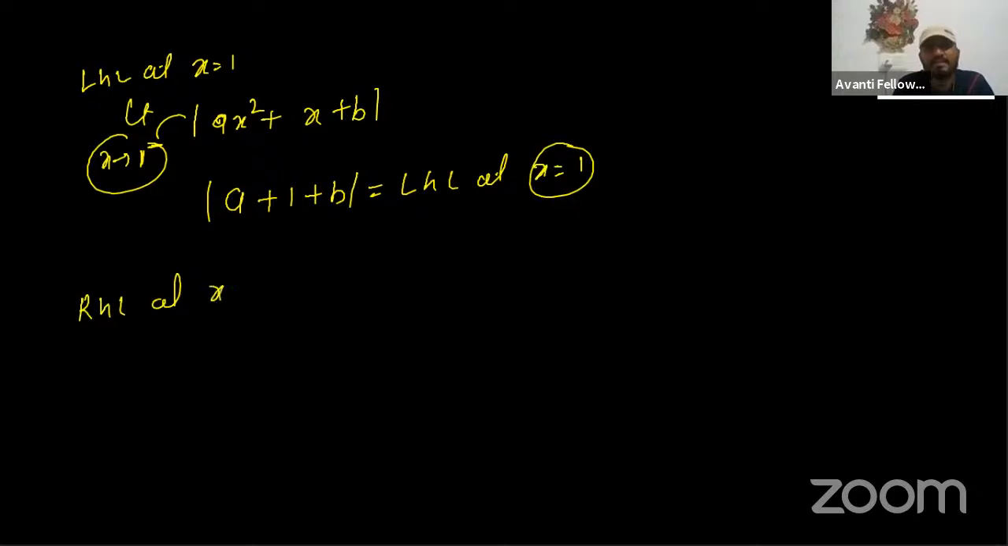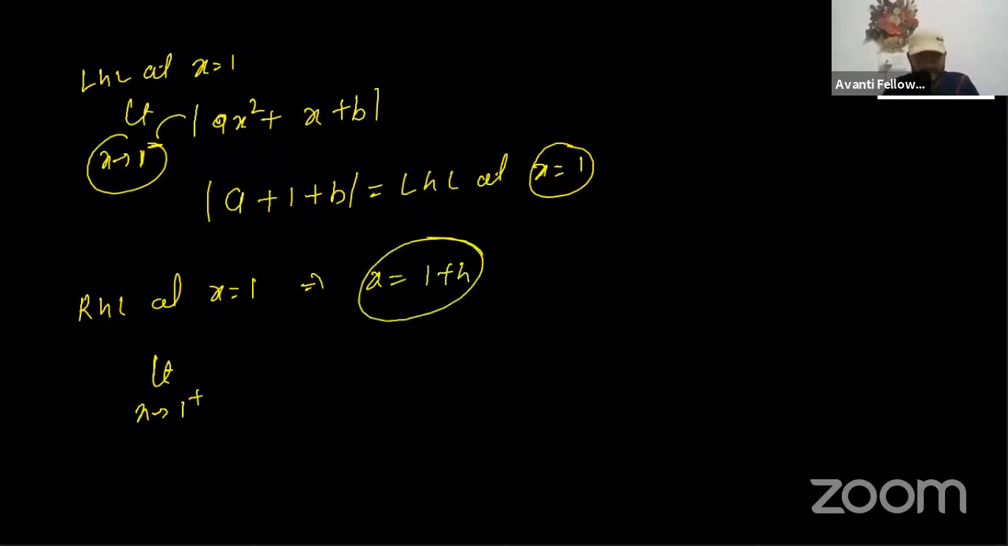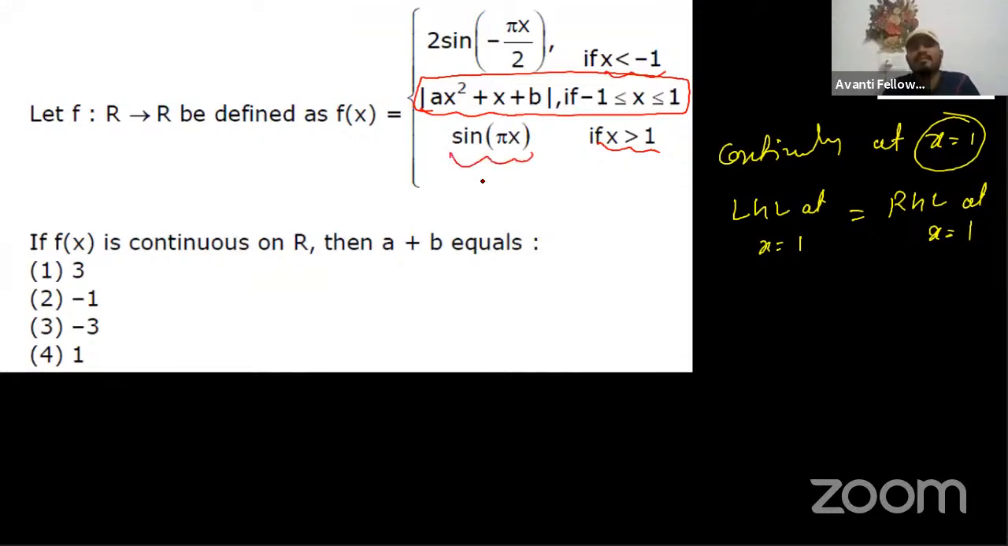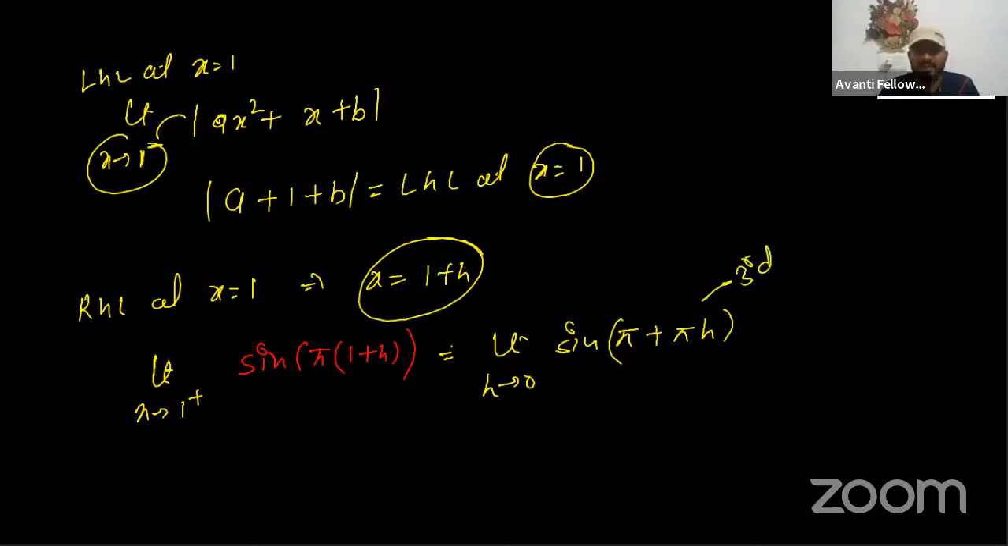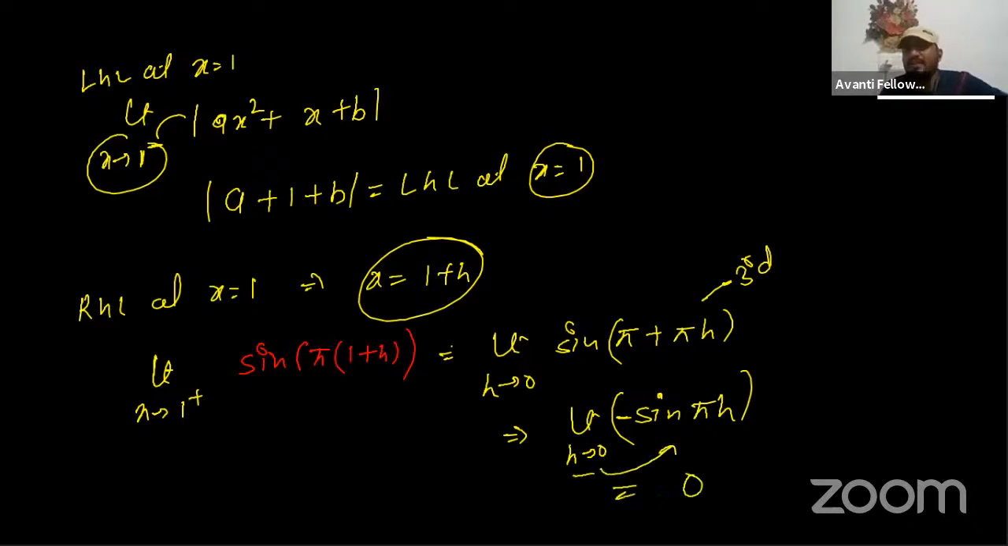Now what about the right hand limit at x is equal to 1? Your limit x is tending to 1 positive, the right hand side. That means x will be replaced with 1 plus h. Let's talk about this one. We have sine pi x, so x will be replaced by 1 plus h. This comes out to be limit h tending to 0 of sine of pi plus pi h. Can you tell me in which quadrant? The angle pi plus pi h will be in the third quadrant, where sine is negative. So this comes out to be limit h tending to 0 of negative sine pi h. When you put h is equal to 0 here, this comes out to be 0.